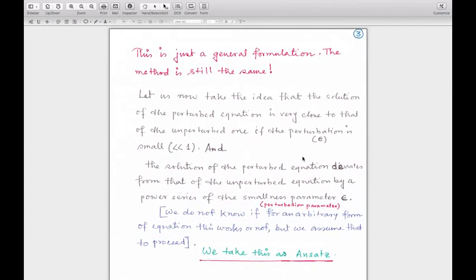But that was the general formulation. We have not used the perturbation method. What is the classical method of perturbation? That we have not used. Now we will try to learn how to use that.